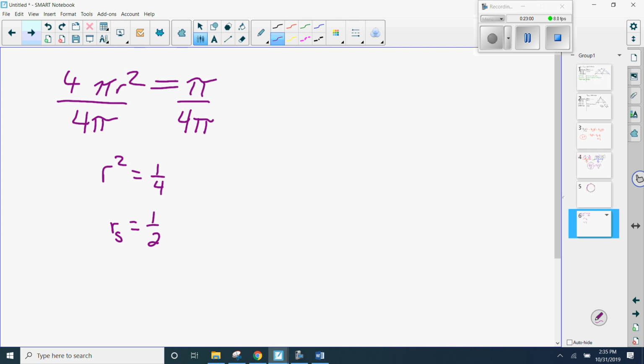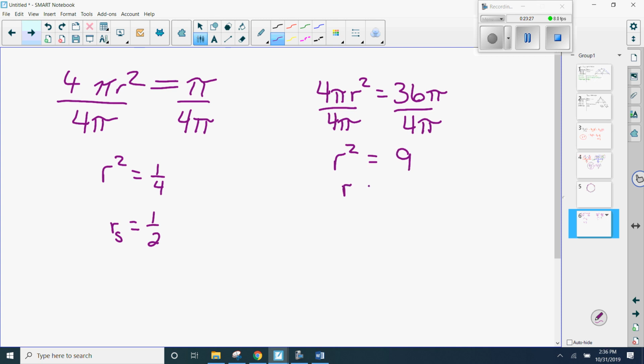Okay, so there's a starting spot, and then the bigger circle, the surface area is 36 pi centimeters. So you take that divided by 4 pi, and then you get 9. And then you take the square root of that to find the radius, which is 3. Okay, are we with Isaiah so far?